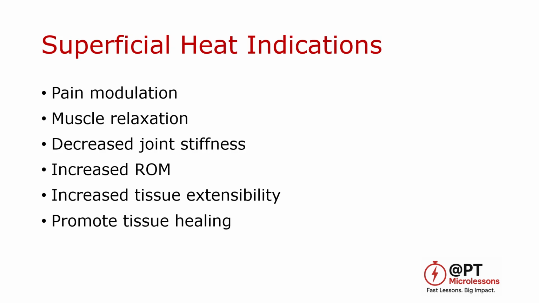Superficial heat is generally used for subacute and chronic conditions, rather than acute injuries. It helps reduce pain, relax muscles, decrease joint stiffness, improve range of motion, increase tissue extensibility, and promote tissue healing. Heat is often applied before stretching or exercise to improve tissue mobility and patient comfort.